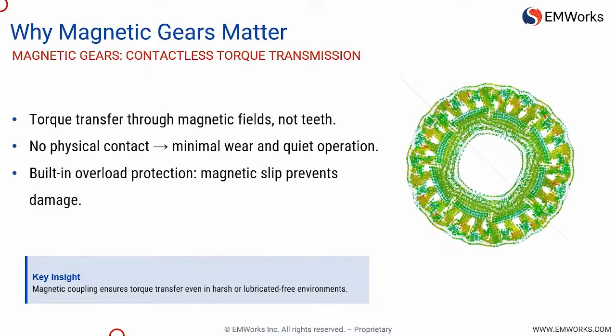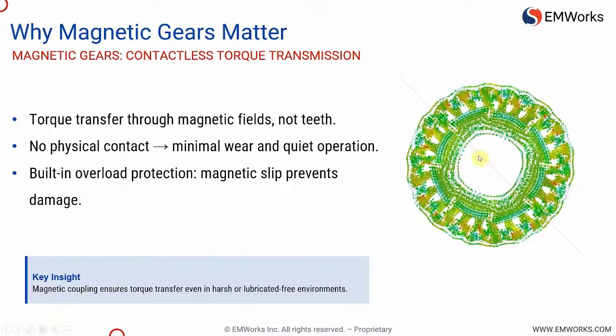In magnetic gears, unlike mechanical gearboxes, the torque transmission is based on the magnetic field instead of mechanical teeth. So, since physical contact is eliminated, the wear and friction are minimal and we have quiet operation. Another interesting characteristic of magnetic gears is that they have intrinsic, built-in overload protection.